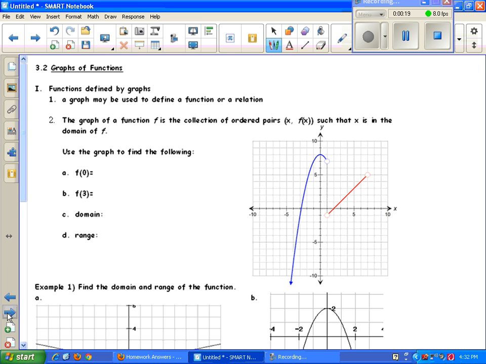So we've already talked about functions before and what makes something a function. We've also done this first graph before. So if I were you guys, I would pause the video and see if you can do this on your own, and then you can check your answers.